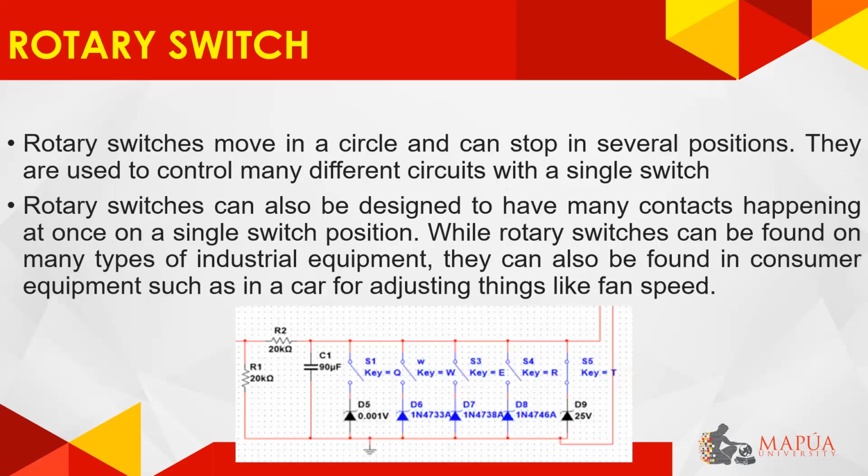Next is the rotary switch. The rotary switch moves in a circle and can stop in several positions. They are used to control many different circuits within a single switch. Rotary switches can also be designed to have many contacts happening at once on a single switch position. While rotary switches can be found on many types of industrial equipment, they can also be found in consumer equipment, such as in a car for adjusting things like the speed of the fan.